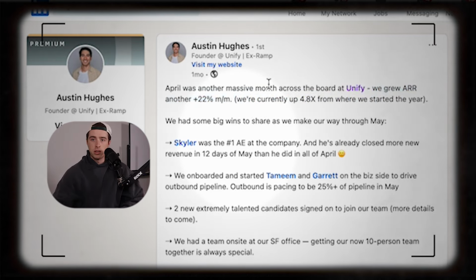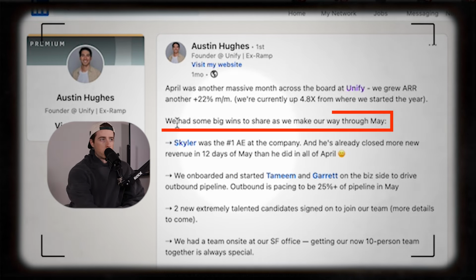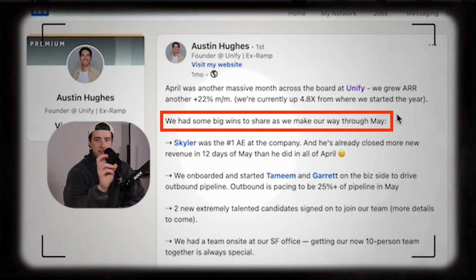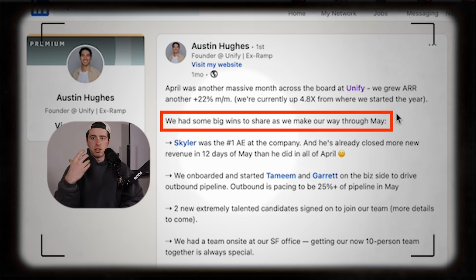If someone grew 22% month over month, and someone sees that, that's a SaaS founder or in SaaS go-to-market, which actually happens to be Unify's ICP, someone sees that and is like, oh, that's sick, I want to see what they did. And then a bridge line here: so we had some big wins to share as we make our way through May. So this again creates an open loop before the see more button on LinkedIn. So we establish credibility, position it as a milestone, and then transition into the next part of the post.